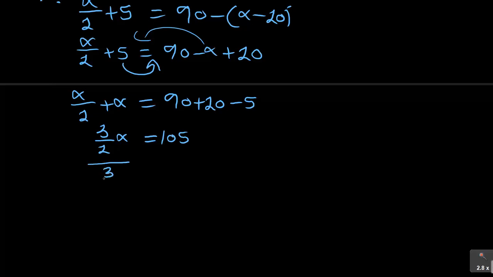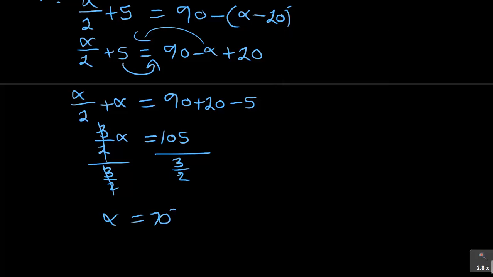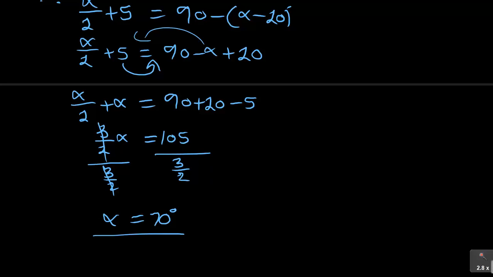Then when you continue to solve this, you have to divide by 3 over 2. Our alpha is 105 divided by 3 over 2, so we have 105 over 3 over 2, and then it gives me 70 degrees. So that is my value for alpha. The question was to solve for alpha, and they said alpha is between 0 and 90 degrees. You can see that my answer is 70 degrees, which means it is within the range.